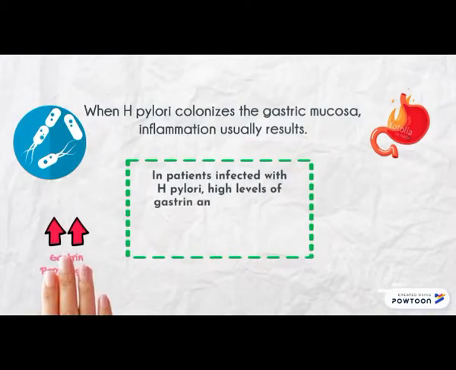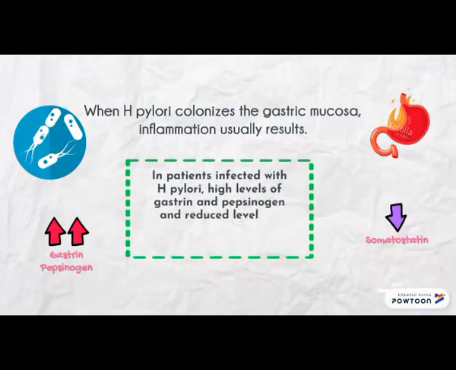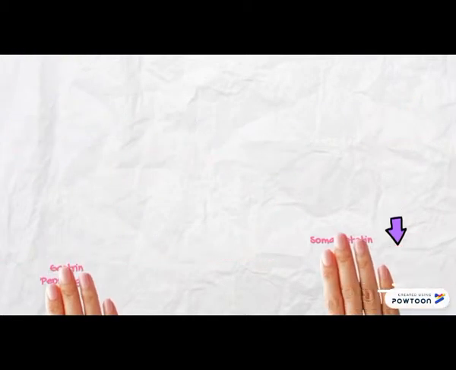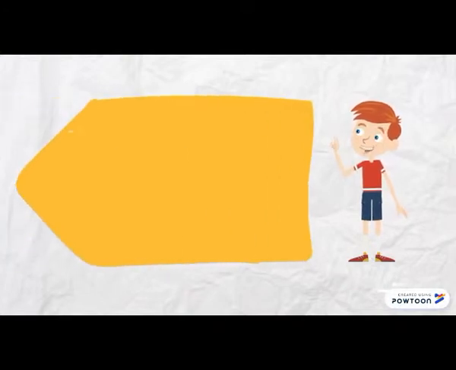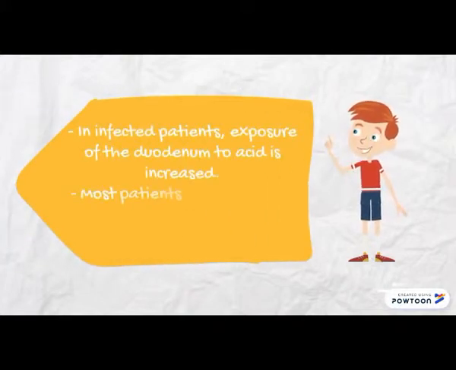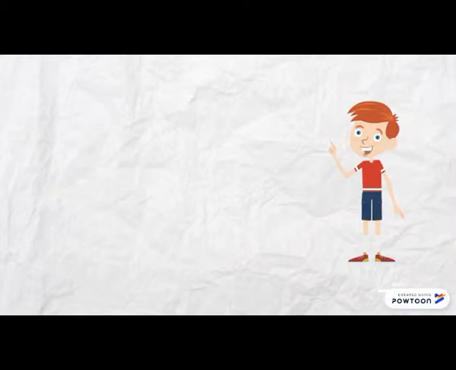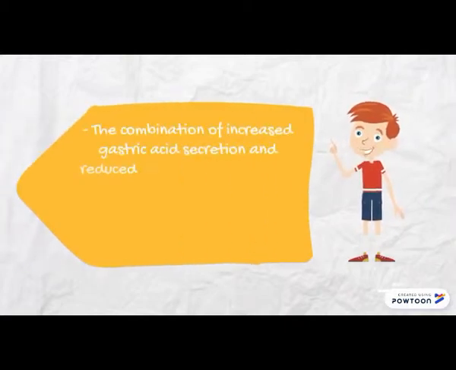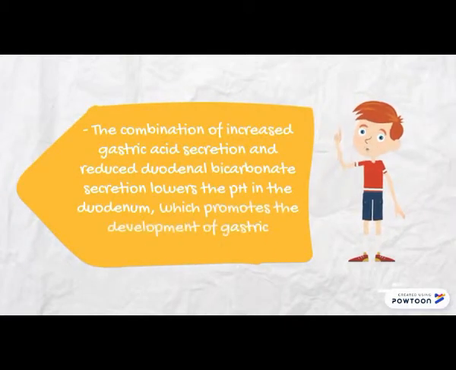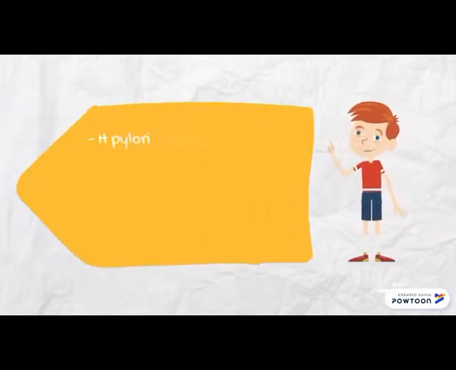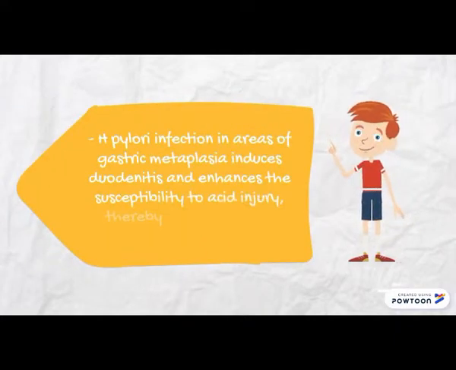In patients infected with H. pylori, high levels of gastrin and pepsinogen and reduced levels of somatostatin have been measured. In infected patients, exposure of the duodenum to acid is increased. It will also impair duodenal bicarbonate secretion. The combination of these two will lower the pH in the duodenum and promote the development of gastric metaplasia. Infection in this area will induce duodenal ulcer.